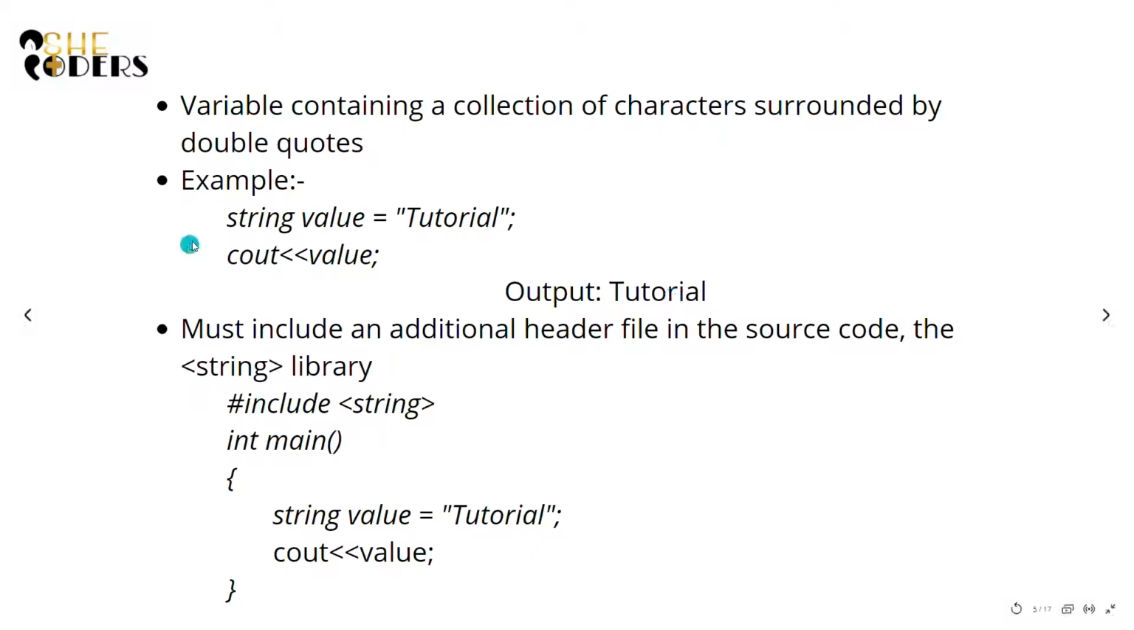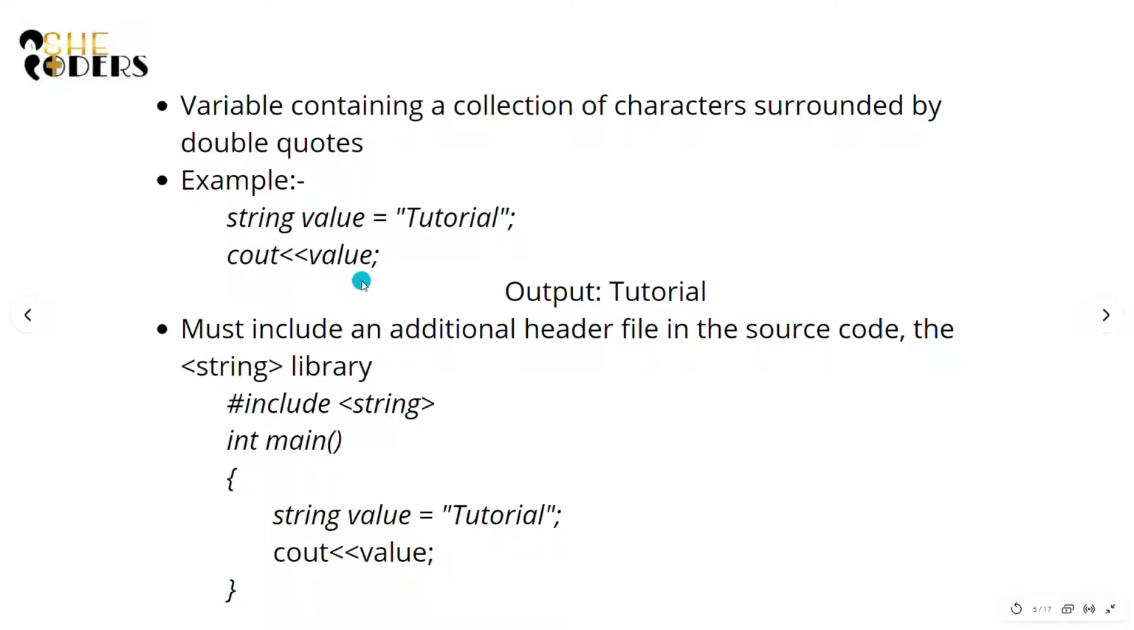Here you can see string is the keyword that I used, and it is the data type. Value is the name of the variable, equals is the assignment operator, and tutorial is the value surrounded by double quotes. Tutorial is the string, that is multiple characters. It consists of 8 characters. Whenever we want to show the value of this variable, the output will be tutorial.